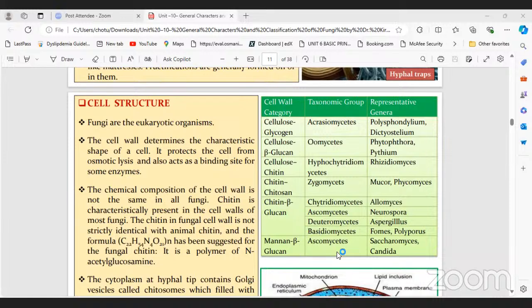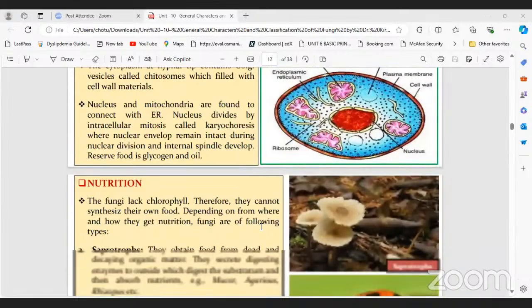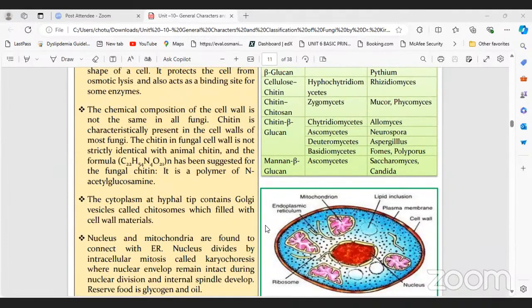Another, last class, is the Ascomycetes class, with mannan and beta glucan. Mostly the cell wall is made up of mannan and glucans. What are the genera here? Good. Saccharomyces and Candida. Saccharomyces is a yeast. Candida is also a type of yeast. Both are yeasts, and they are unicellular. This is the total cell structure. Did you understand? Yes.